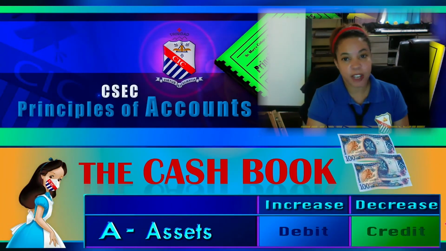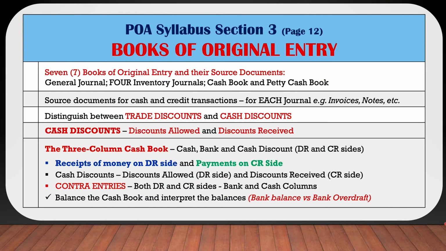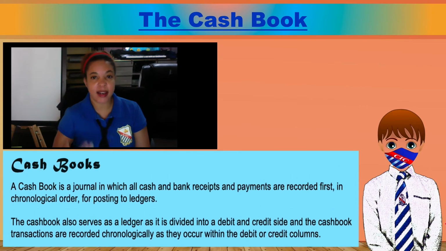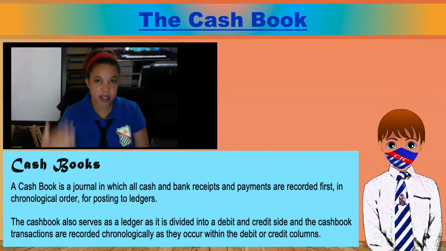This lesson is a very important lesson. It has to do with the cash book. The cash book is a part of the books of original entry, also known as journals, also known as day books. It is an extremely important part because not only does it act as a journal or book of original entry, but it also acts as a ledger account, which means that it looks like a T and it deals with cash account and bank account.